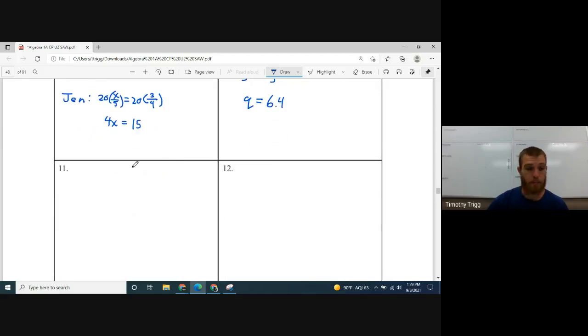Okay, question 11. This one says -3 over 4 equals x over 26. I want you to see if you can solve this one on your own. You're going to cross multiply and divide. I'll give you a hint: your answer should be negative.